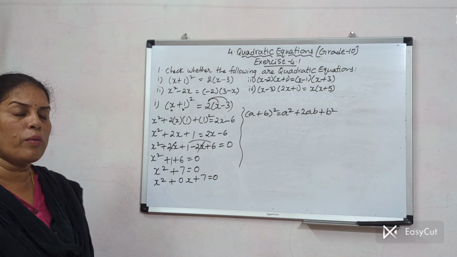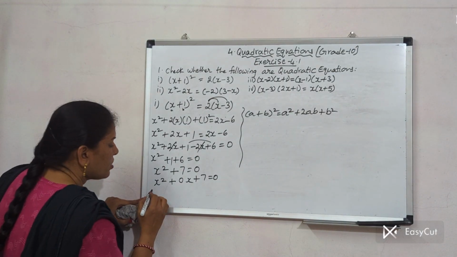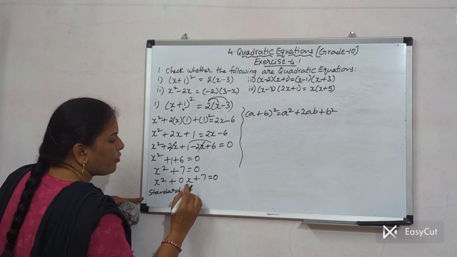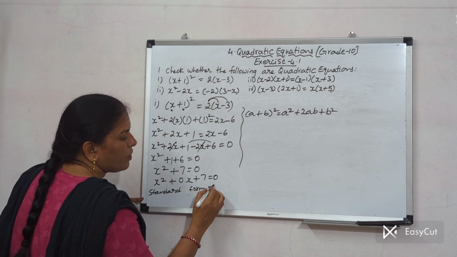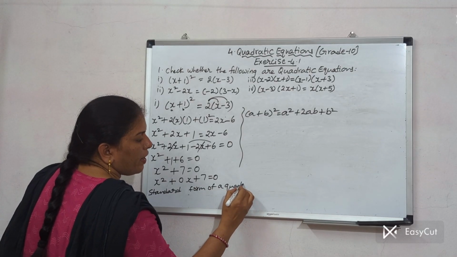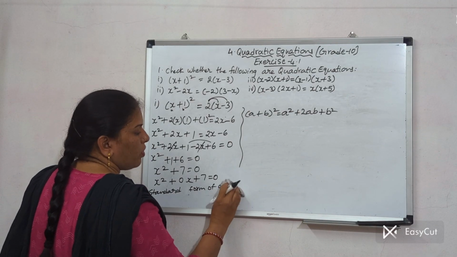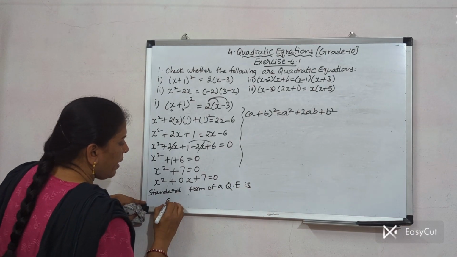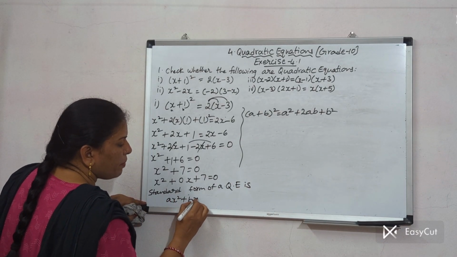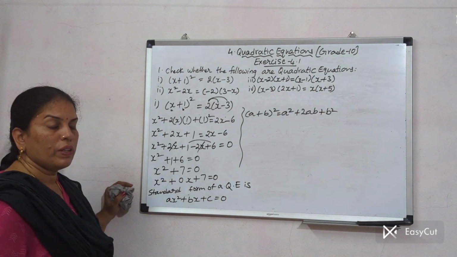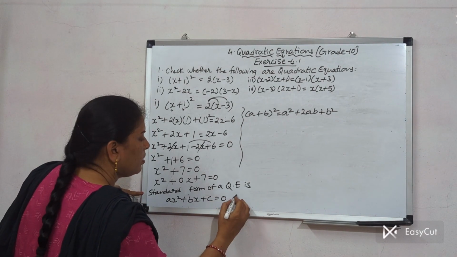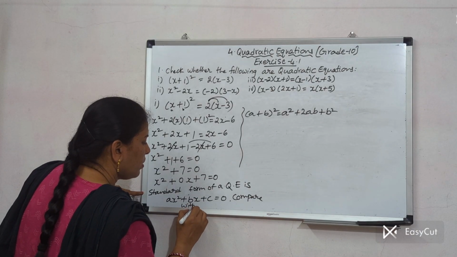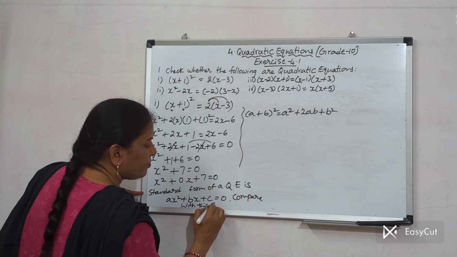What is the standard form of a quadratic equation? Standard form of a quadratic equation. Quadratic, short form you write down, QE. Quadratic equation is ax square plus bx plus c equal to 0. Compare with this equation.